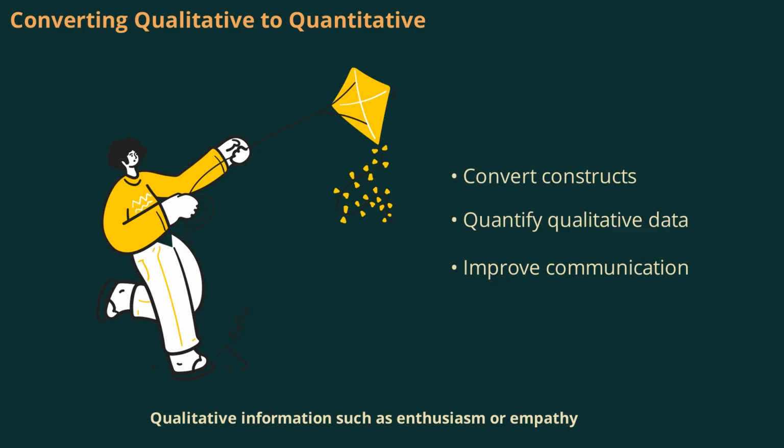Qualitative information, such as enthusiasm or empathy, is often referred to as a construct and can be challenging to measure directly. However, it's important to make efforts to convert these constructs into quantifiable data for effective communication, assessment, and comparison. This process enhances the usefulness of performance reports.